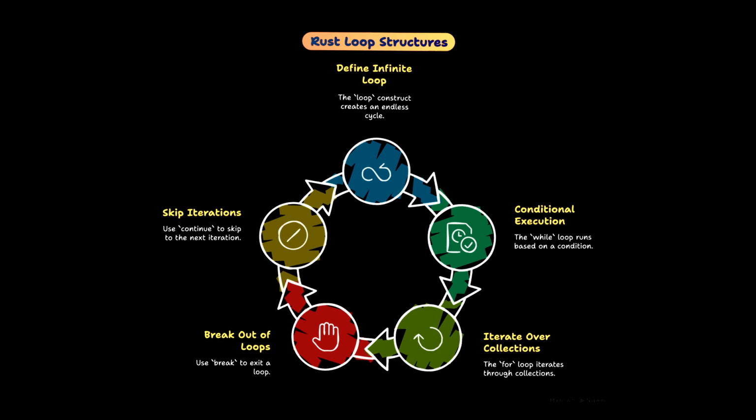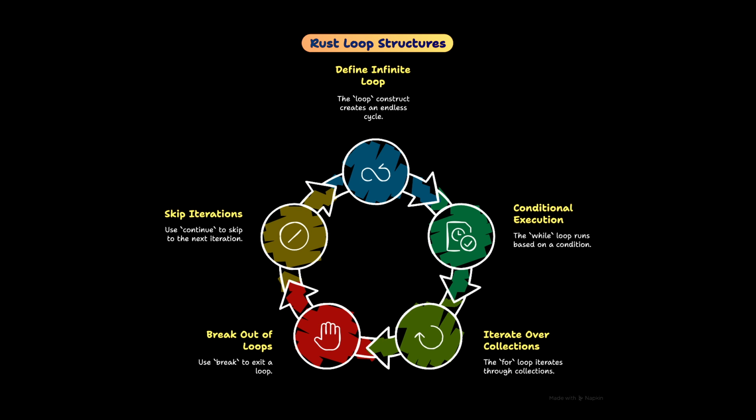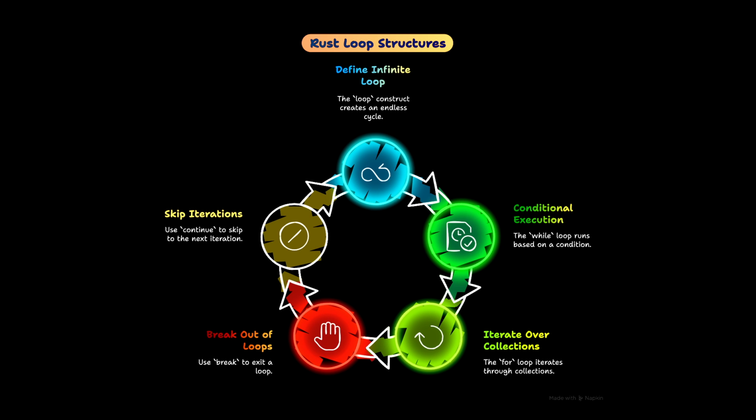And today, we're going to break down the 3 types of loops in Rust. The loop, Rust's infinite loop. The while loop, run as long as a condition is true. The for loop, the most powerful way to iterate over collections. And of course, we'll explore how to break out of loops and skip iterations with break and continue. By the end of this video, you'll never have to write repetitive code again.